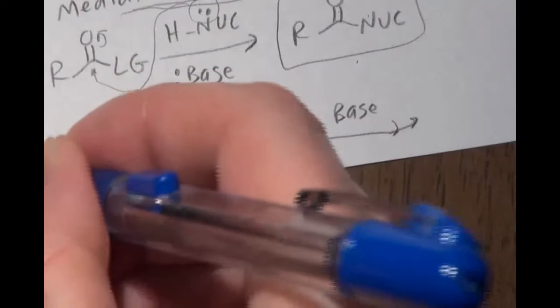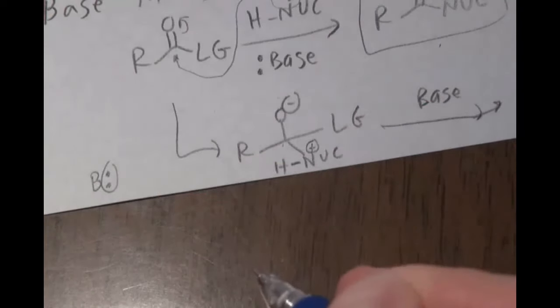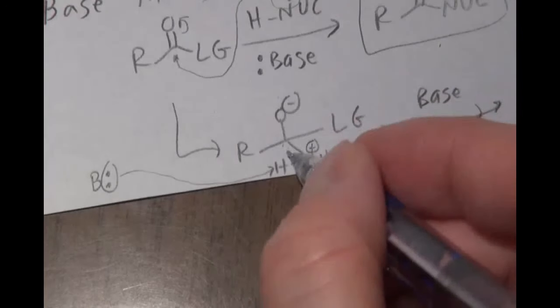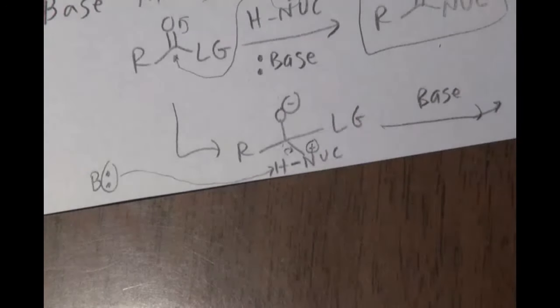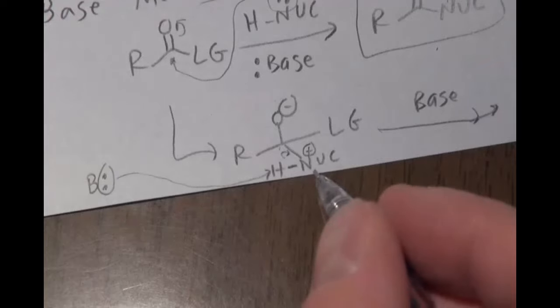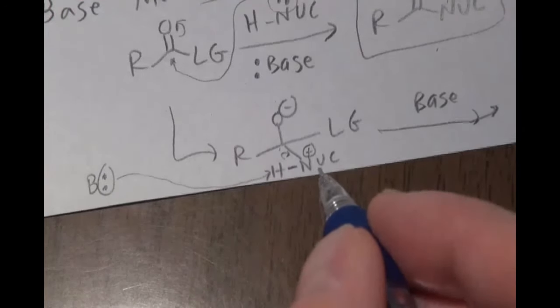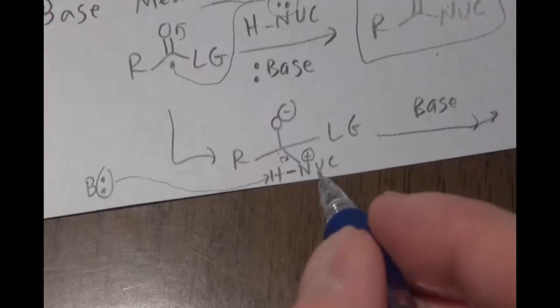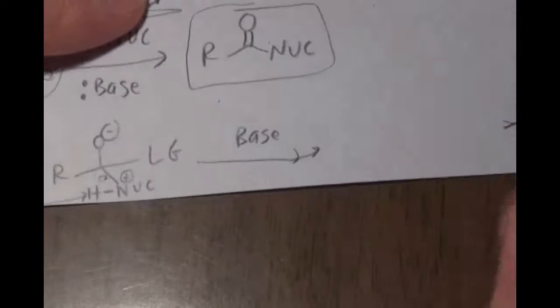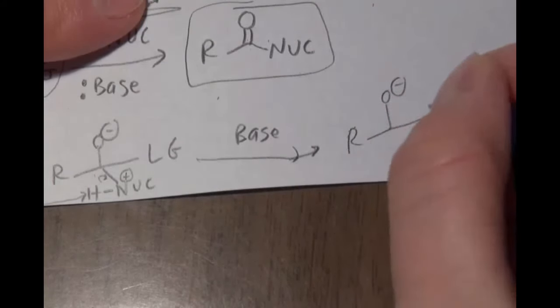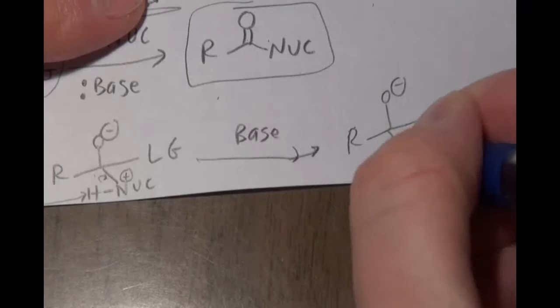I'm going to draw it over here. B dot dot, circle. Okay, sorry. It's a little congested, but we got this. Base takes proton, and gives the electrons back to nucleophile. Okay? So base takes the proton and gives the electrons back to nucleophile. And we're basically done at this point now. So the base now, we got R O minus leaving group.